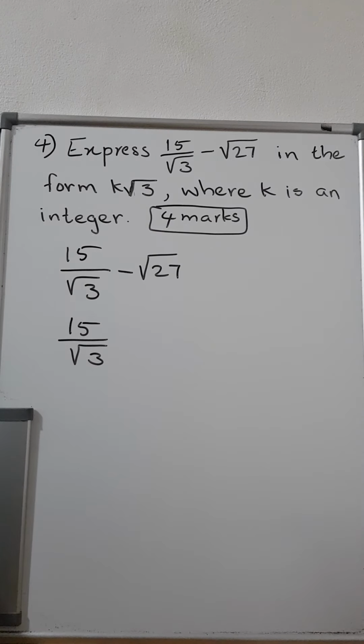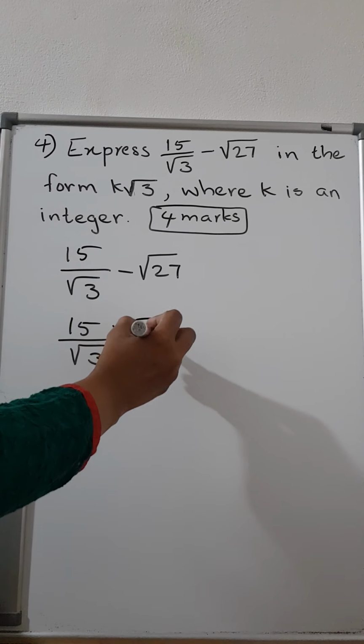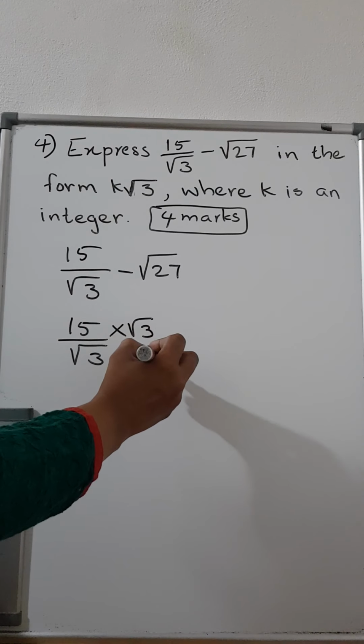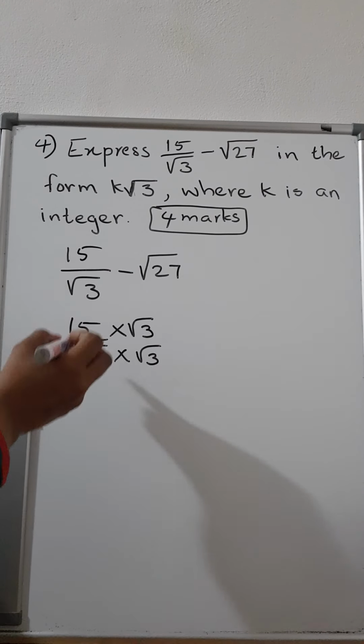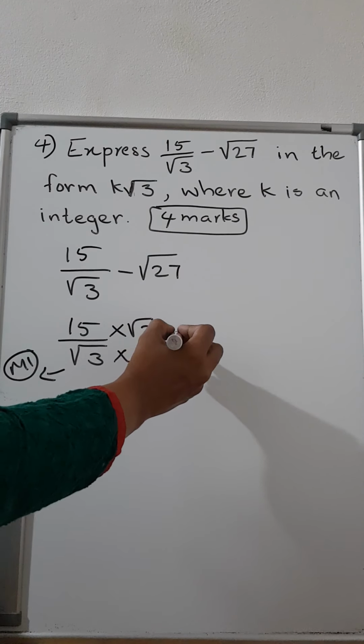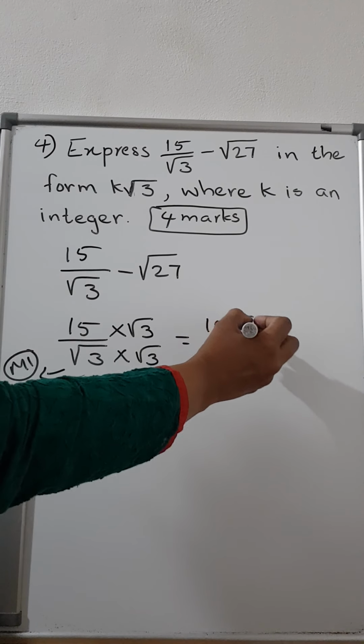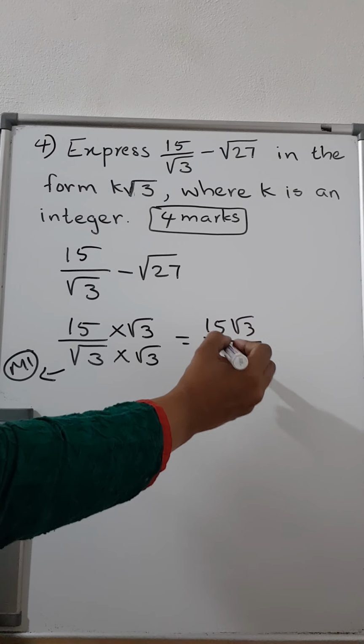To simplify it, what we can do? We can multiply top and bottom with root 3, that is rationalize in the denominator. This carries 1 mark, the method mark. So on doing this, we will be getting 15 root 3 divided by 3.